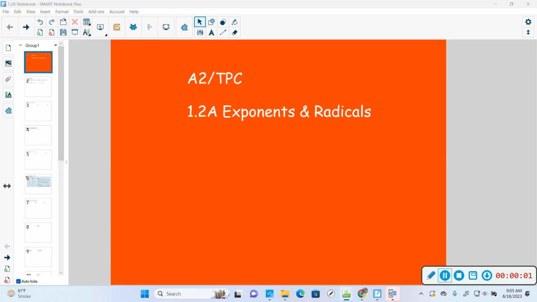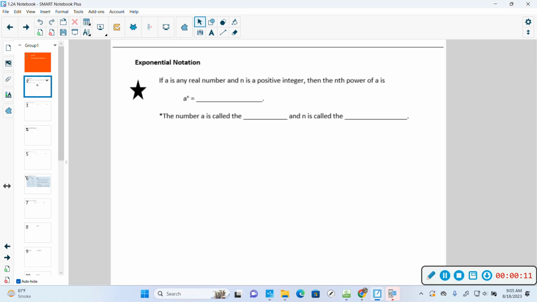So notice it says exponents and radicals. That's a lot to do in one day, so I split it up. We're going to do the exponent part today. Monday we'll do all the radical work. So we're just focused on the exponents right now.